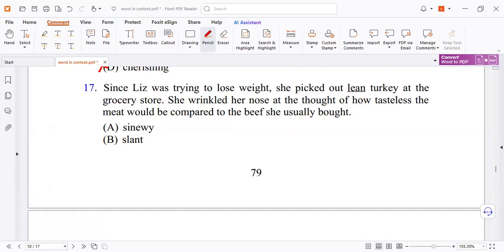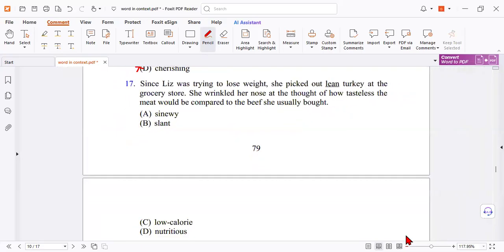Can I see the answer options? The answer is D. Why not? No, letter C, because it has low calories. Yeah, that is why, it's about the calories.